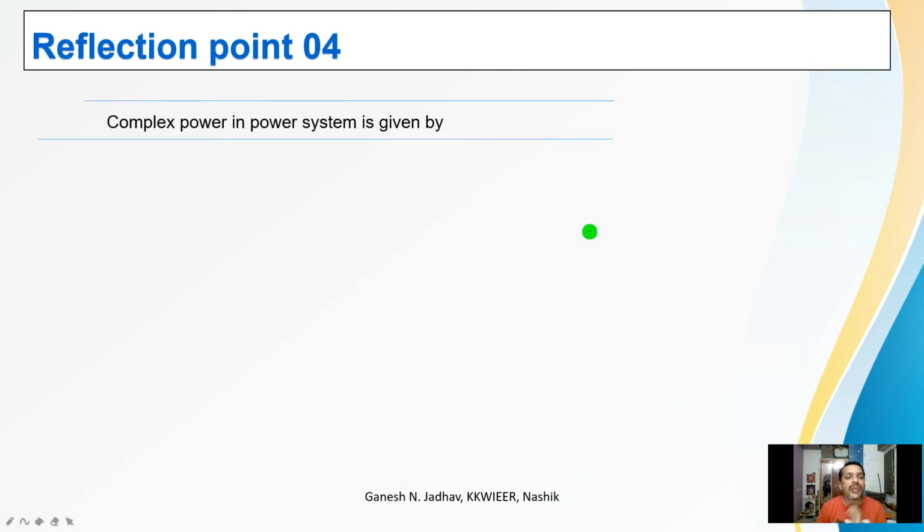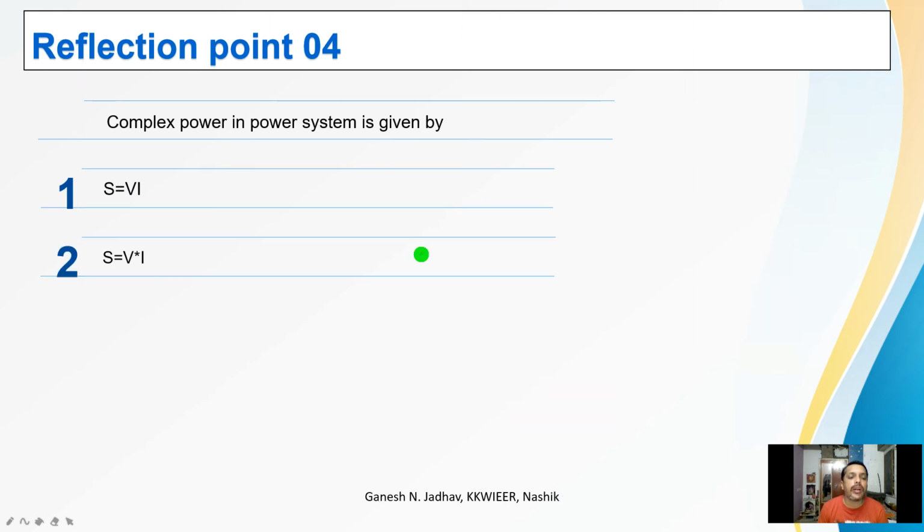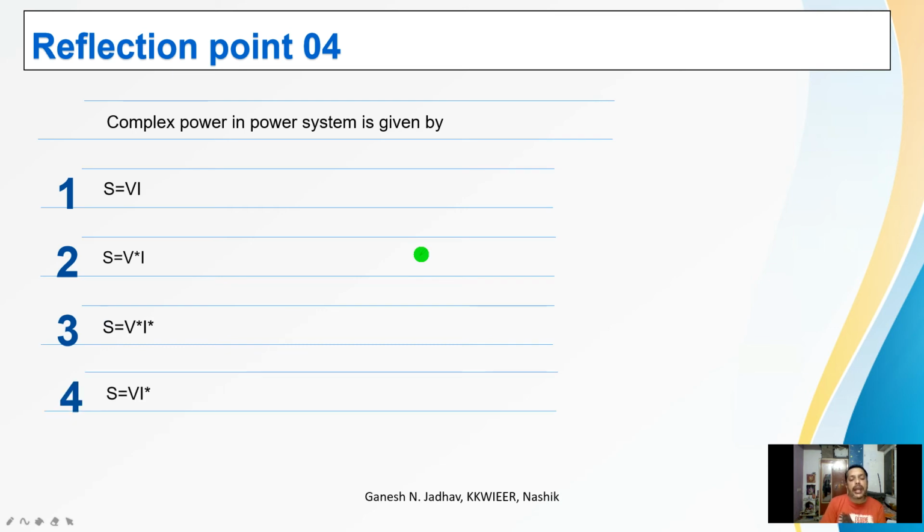Okay, how are you going to calculate the complex power in the power systems? So I'm giving you four options. The first option is complex power S is equal to V into I. Complex power S is equal to V conjugate into I. Complex power S is equal to V conjugate into I conjugate. Complex power S is equal to V into I conjugate. Okay, so pause the video for some duration and answer this question.